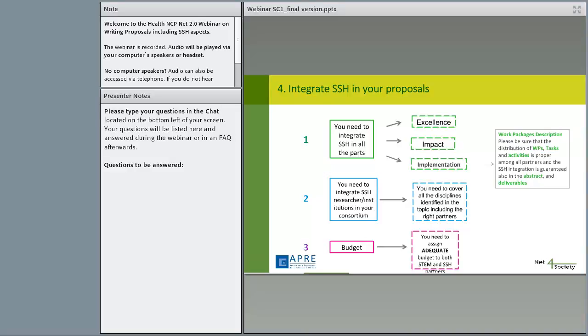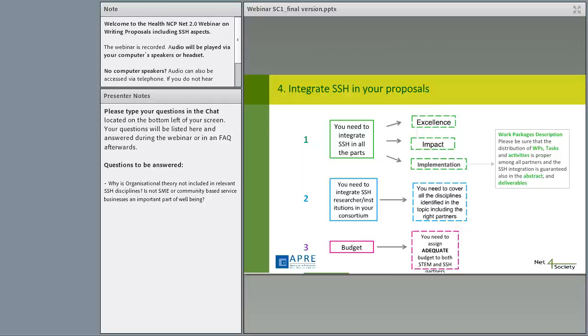Something that happens very, very often is that in a topic that is flagged for SSH, you can see a sentence at the end of the excellence part, where the consortium says that all the socio-economic sciences and humanities aspects will be considered. Only a sentence. But this is not enough, of course, because you need to explain to the evaluators and to the Commission that you are really taking the socio-economic sciences and humanities into consideration if the topic is flagged for them. So you need to include all the SSH aspects in the excellence part, in the impact part, but also in the work packages description, in the task leaderships, and in the deliverables, for example, in the description of the activities that you carry out with your project. This must be very clear for the evaluators, because they need to understand this very clearly.